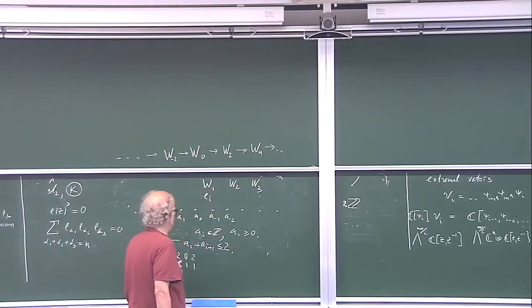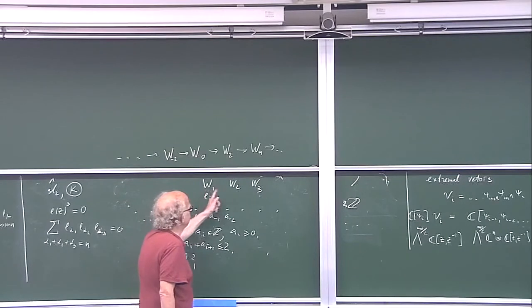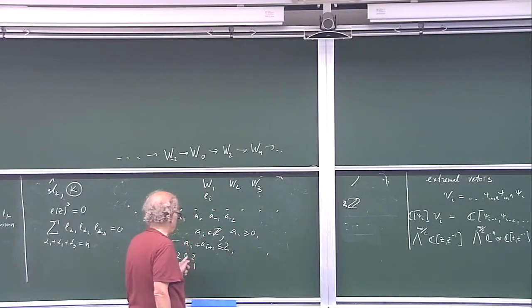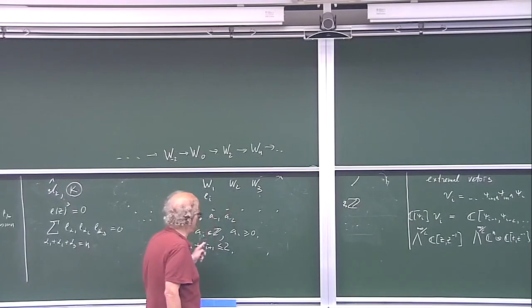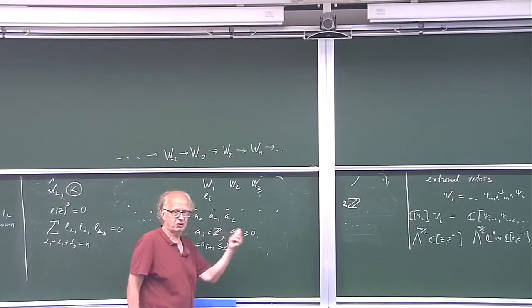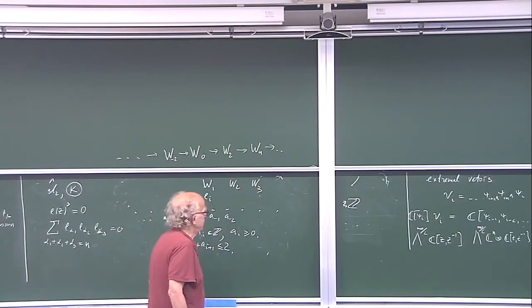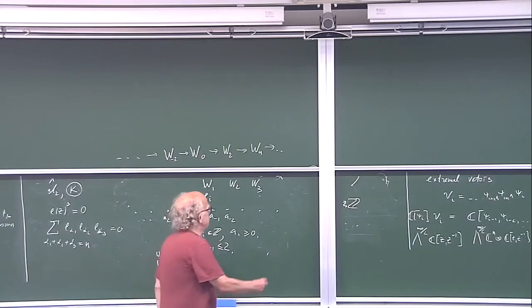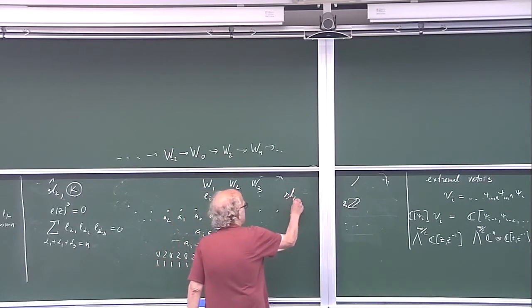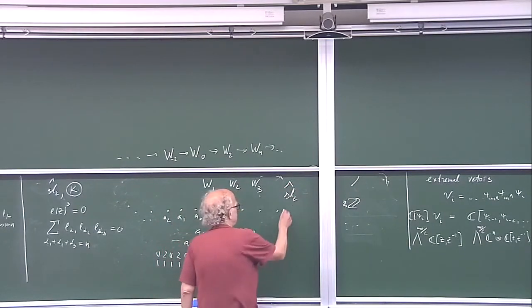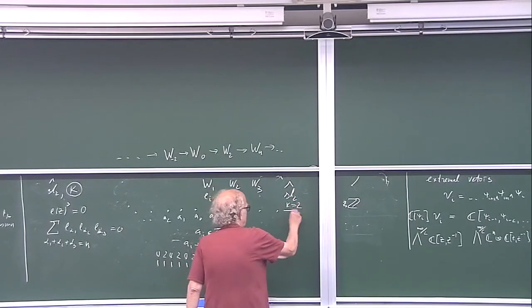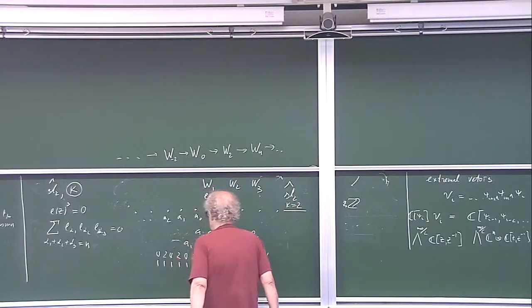Because these two are corresponding to tails 2, 2, 2, 2, and shift moves them. But this tail is stable with respect to a shift. So Z is acting here. Yes, and each of these spaces is an irreducible representation of SL2 hat for k equal 2.